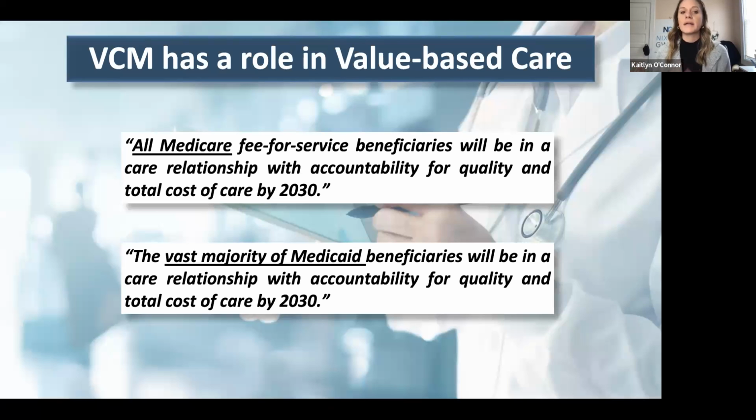So just a couple of quotes that I pulled directly from the CMS website today for you all. The first one is that CMS has said that they intend for all Medicare fee-for-service beneficiaries to be in a relationship with providers that are based on accountability for quality and total cost of care by 2030. That is less than 10 years away. And that's exciting because that's not going to happen overnight. That means that over the next 8 years, there's going to be a lot of transition and a lot more providers are going to be participating in these value-based models and accountable care models where your data as a care management vendor is going to be super valuable to the payers and the providers alike.